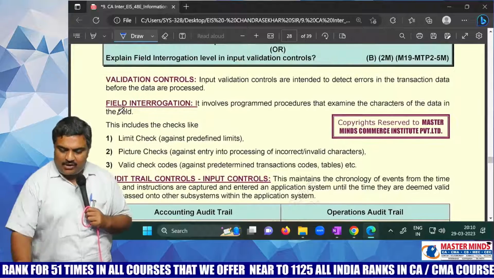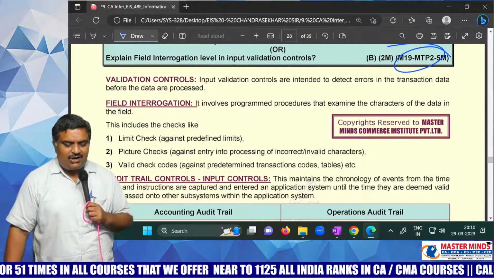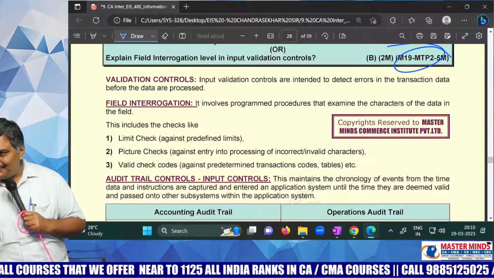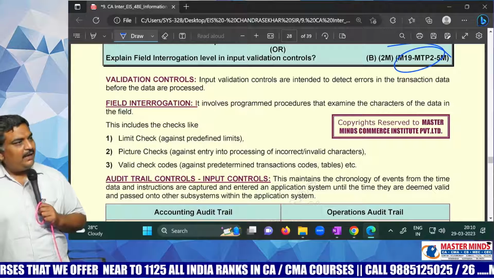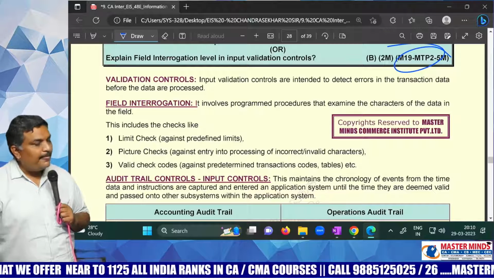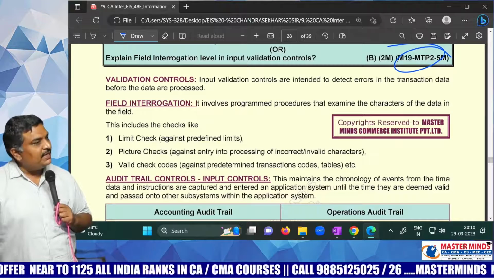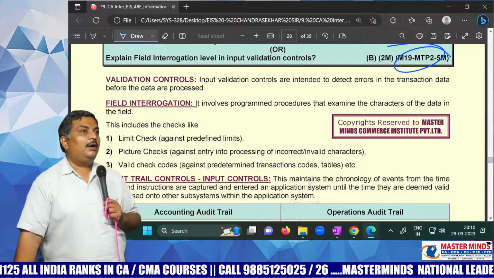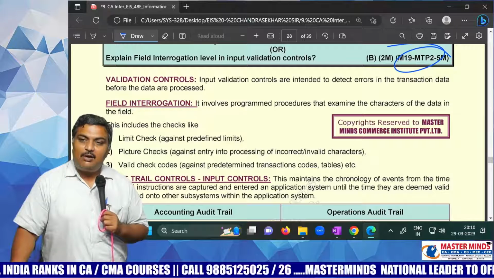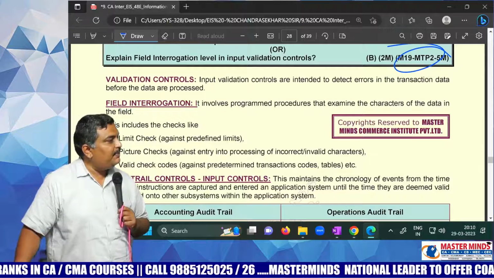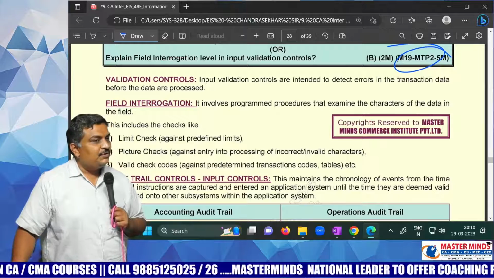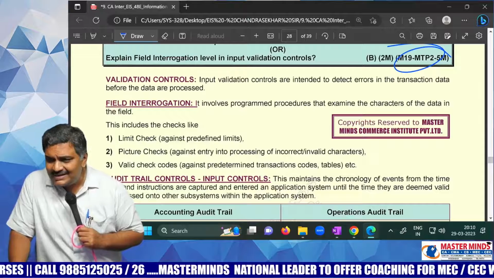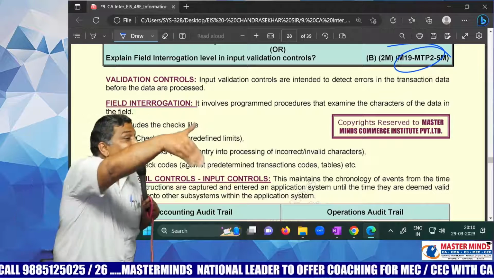Field, this is given already in the exam, let me tell you. Field interrogation, very easy. You are filling an application form. Age column is there. And I entered -40. It is not temperature, right? It is age. How can age be negative? How can it be minus? So, will you accept? Should you accept if someone enters an age like that? That is called field interrogation.